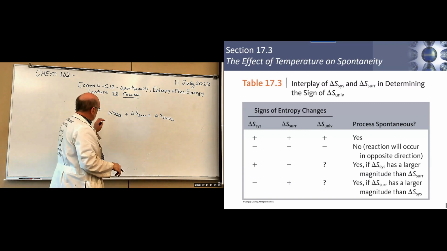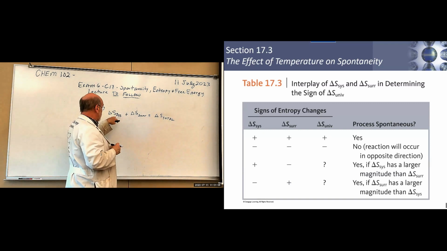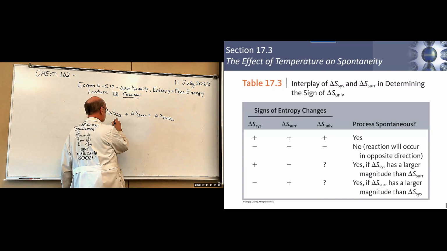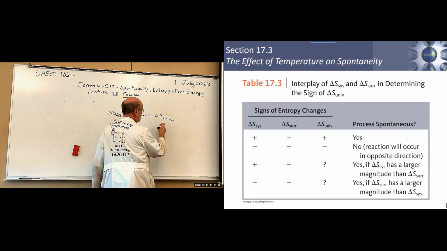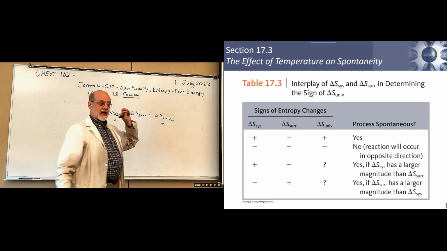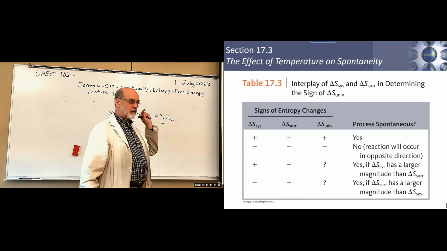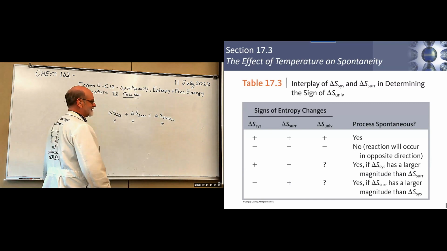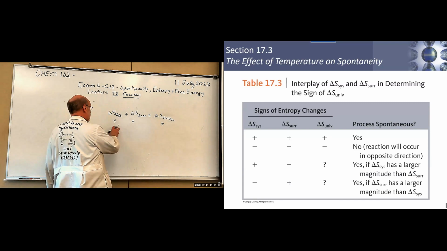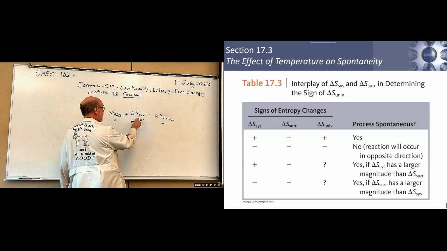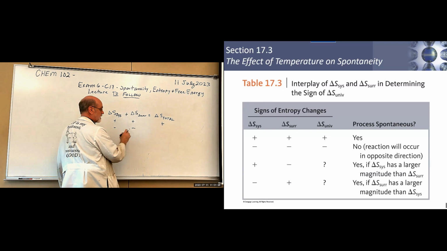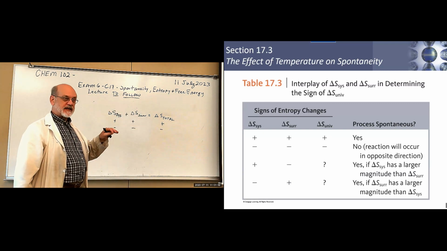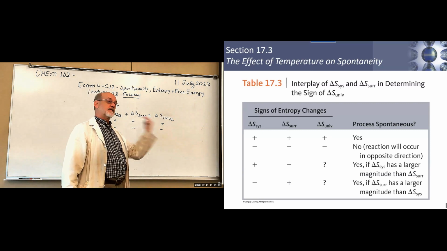Okay. If the entropy of the system is increasing and the entropy of the surroundings is also increasing, then it's a no-brainer. Delta S total is positive, and that process in the forward direction is spontaneous. If, on the other hand, the entropy for the system and the entropy for the surroundings are both decreasing, that's a no-brainer too. It's non-spontaneous in the forward direction, but spontaneous in the reverse direction.